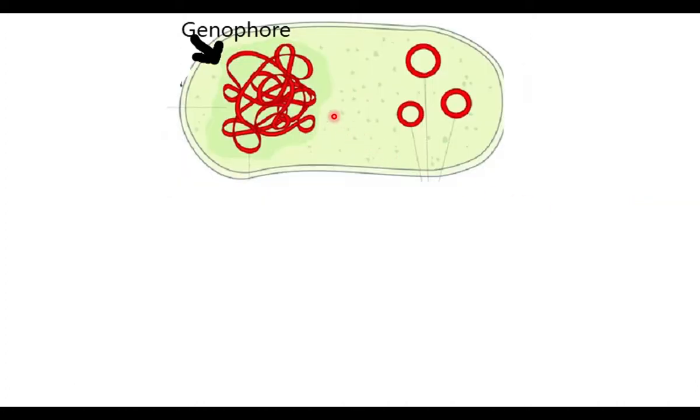The coiling and packaging of DNA inside the prokaryotic cell is easier than in the eukaryotic cell, because prokaryotic DNA is shorter than eukaryotic DNA. Prokaryotes do not have a nuclear membrane, and prokaryotes also do not have chromatin. In eukaryotes, the DNA combines with histone proteins and forms chromatin.